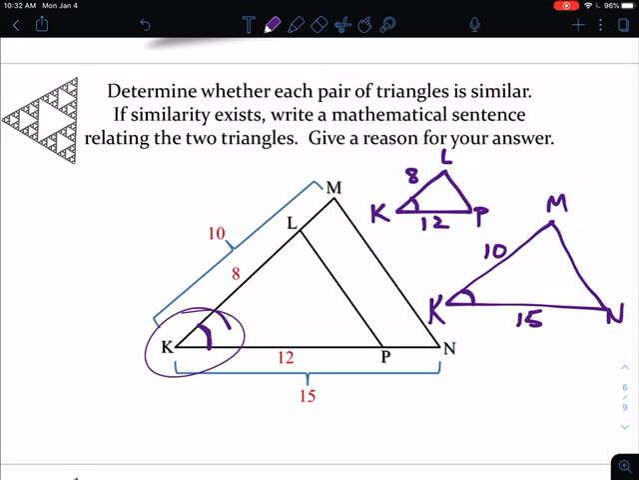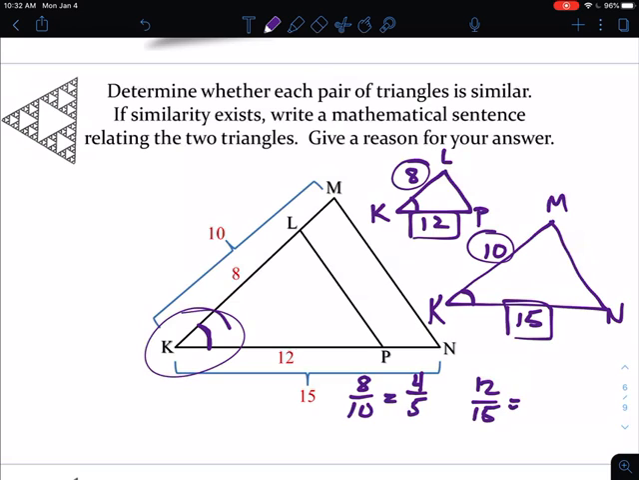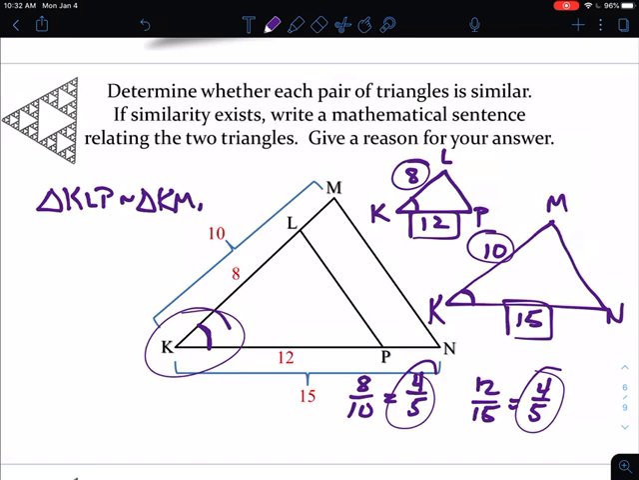So what I have here is the setup for SAS as long as my sides are proportional. So I've got 8 matching up with 10. If I take 8 divided by 10, I can reduce it or plug it in my calculator, and we get 4/5. I have 12 matching up with 15. And if I take 12 over 15, I get 4/5. And so I've got the same ratio for both sets of sides, which means triangle KLP is similar to triangle KMN by SAS similarity.